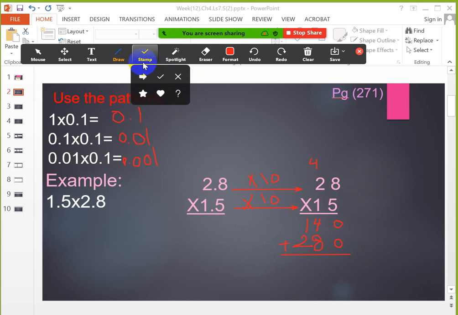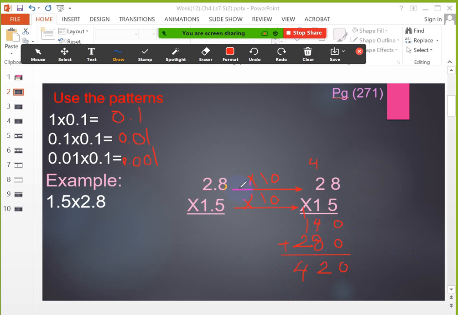0 plus 0 equals 0. 4 plus 8 equals 12. So I have to regroup the number, put 2 here and 1 above the hundreds. 1 plus 1 equals 2. 2 plus 2 equals 4. This is the answer for this multiplication, 420.